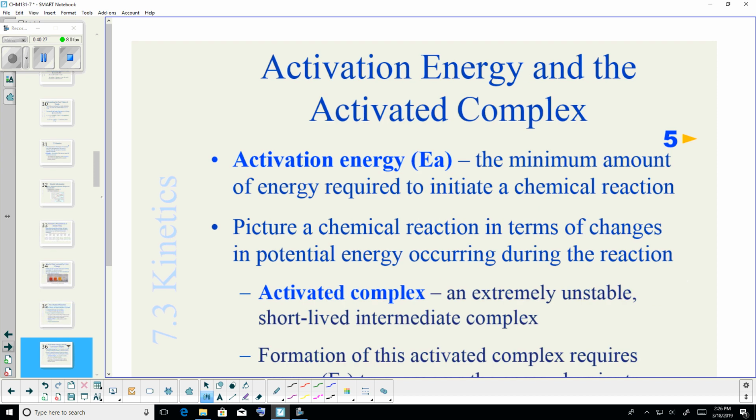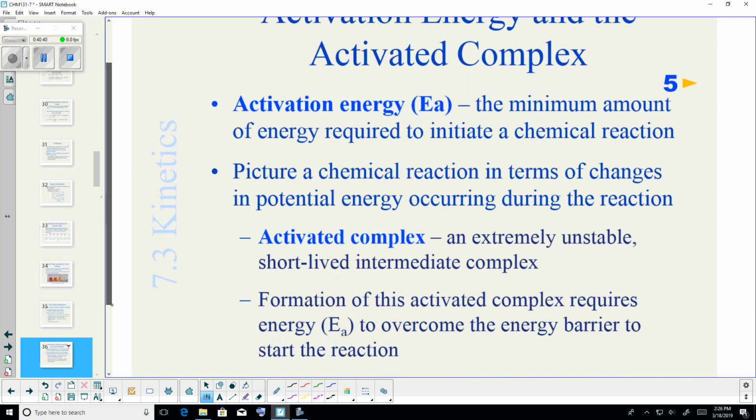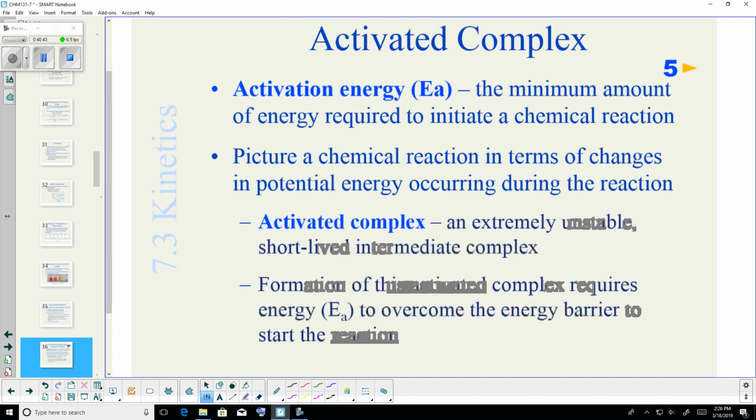Activation energy is the minimum amount of energy required to initiate a chemical reaction. So we have to look at potential energy during the reaction. An activated complex is an extremely unstable, short-lived intermediate complex. Formation of this activated complex requires energy to overcome the energy barrier to start the reaction.